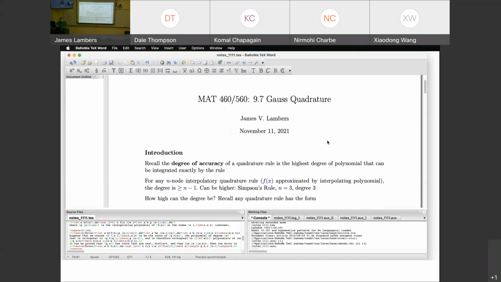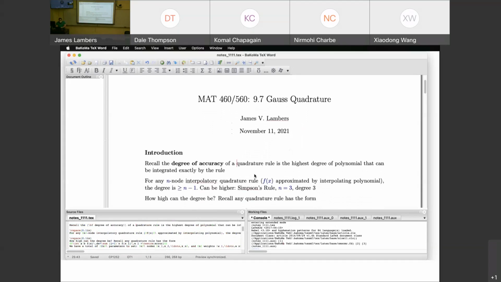So, when I talked early on regarding integration, interpolatory quadrature rules, in other words, quadrature rules in which the integrand f of x is approximated by a polynomial, we have a concept of degree of accuracy. So the highest degree polynomial that's guaranteed to be integrated exactly by the quadrature rule.